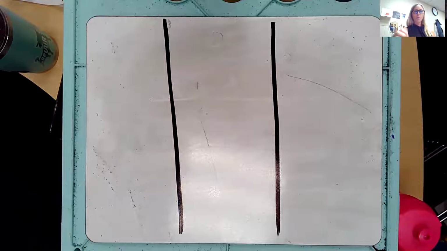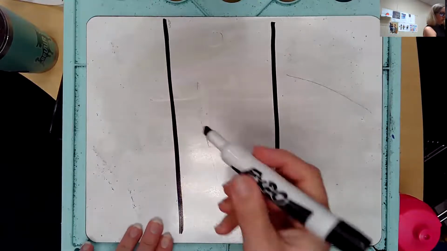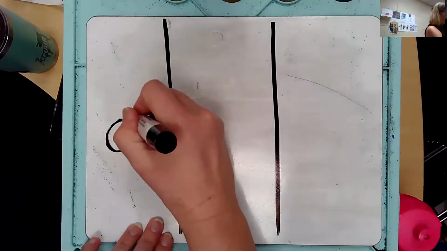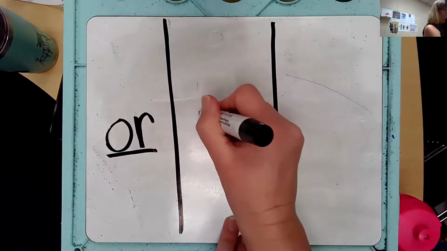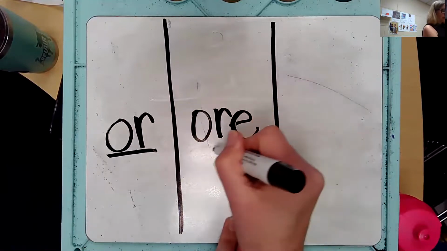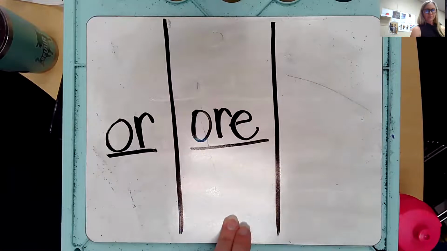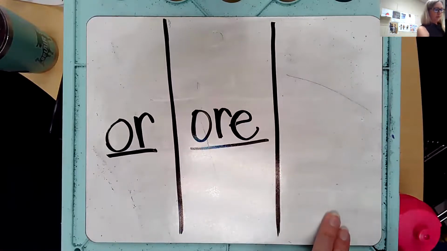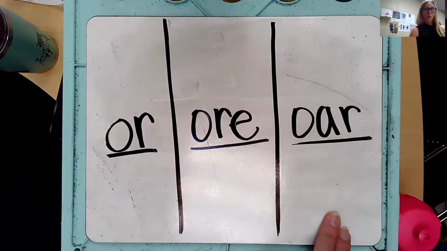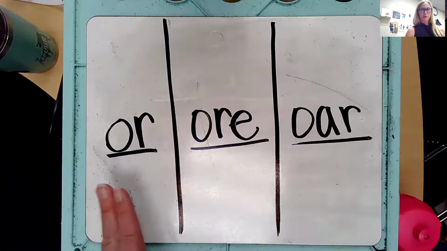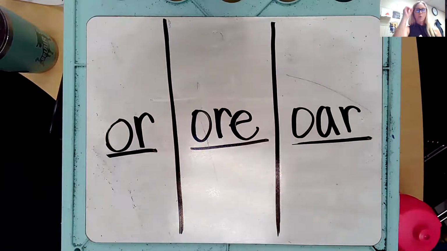The sound is or. Repeat the sound. All right, here we go. Most common. O-R says or. O-R-E says or. And our last way that we learned today, O-A-R says or. Those are our 3 ways to say or. Again, from most common to least common.